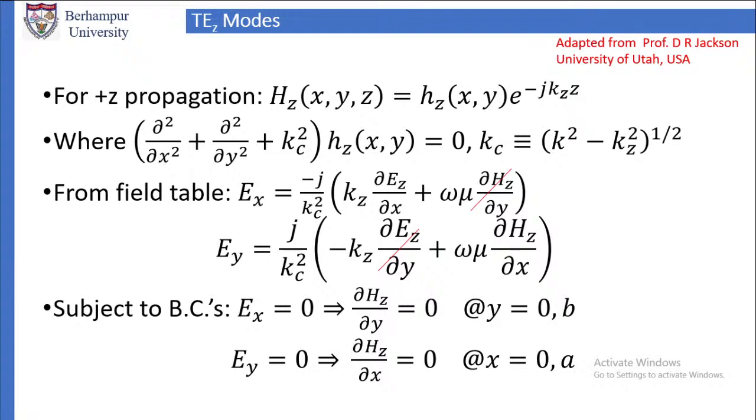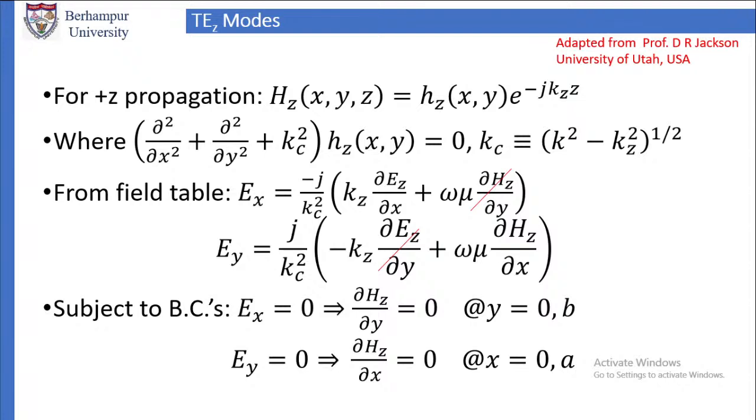Capital Hz, which is a function of x, y, z, is equal to small hz as a function of x and y into exponential minus j kz z. Right? So the z dependency is of the form exponential minus j kz z. Now why minus? Minus gives you the propagation direction in the positive z direction. That is why minus. We have dropped the plus minus, minus plus.